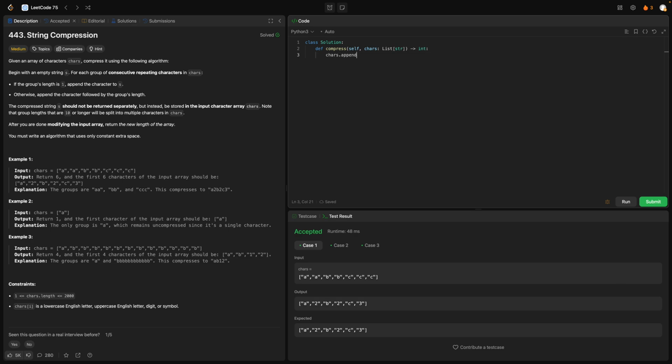Let's do it. So as I said, a dummy space. So I will have a count. This is how many words we are using. And this is the write, also 0. Read in range, length of chars.